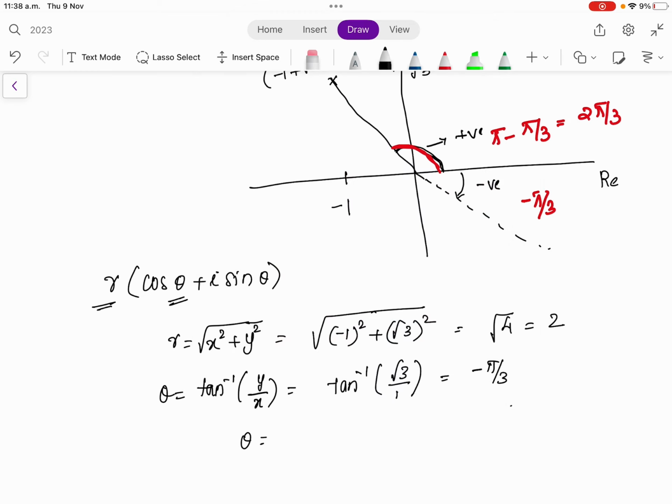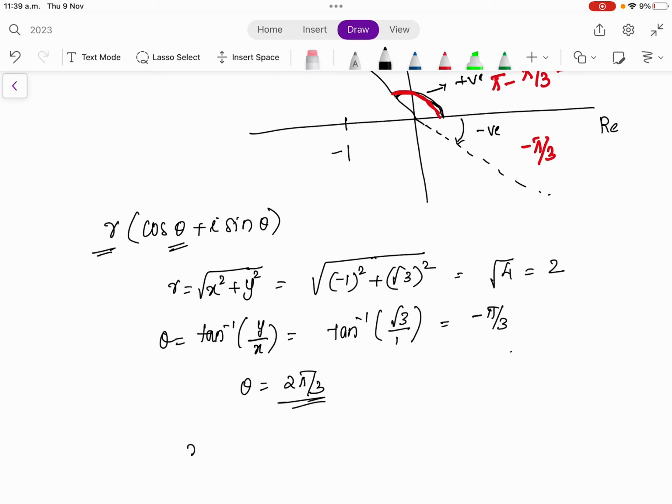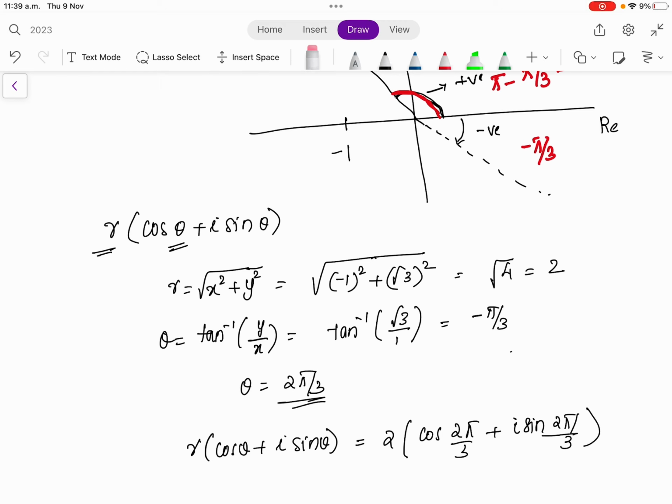Because it is with the graph, we know that it is a positive side of the axis. So now I can write the polar form coordinate, r cos theta plus i sine theta, as 2 is the value of r, cos 2 pi over 3 plus i sine 2 pi over 3. Okay, so this is the polar form of the coordinate.